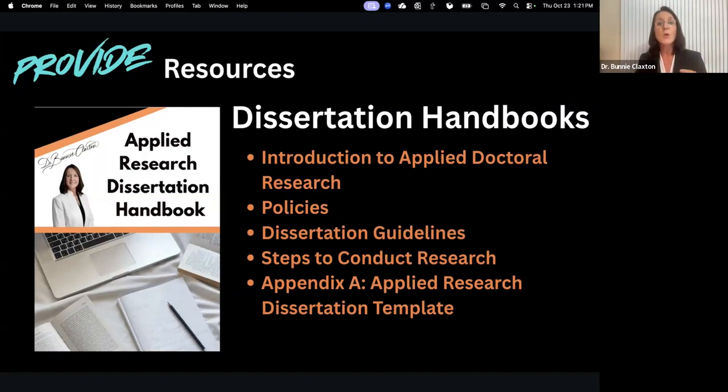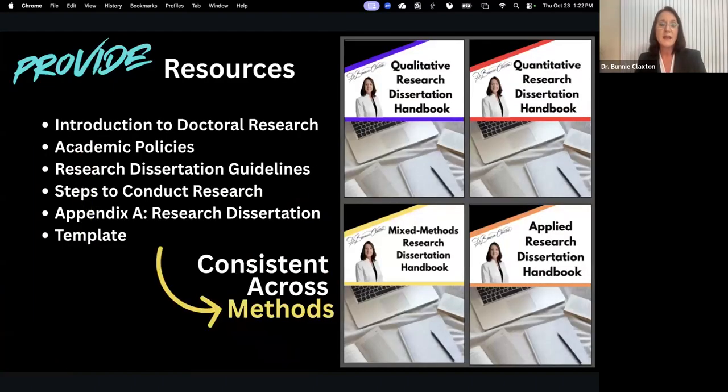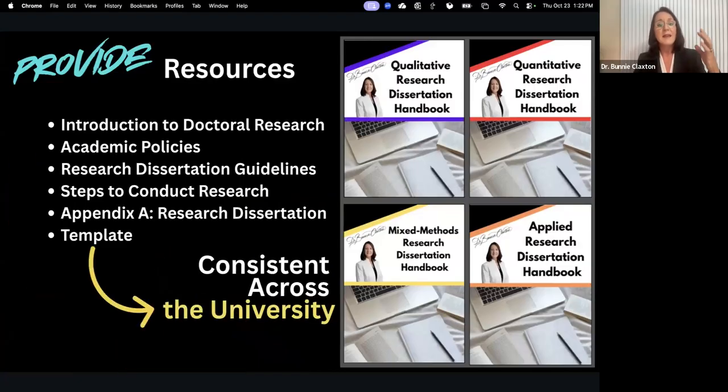And in this handbook, we're even going to give them the dissertation template we want them to use. And again, the professor and the student are going to have this. And what if we do this across all of our research methods? So we have qualitative, quantitative, mixed methods, applied, whatever research methods your institution uses, you're doing this consistently across methods. And you're also doing this consistently across your university.